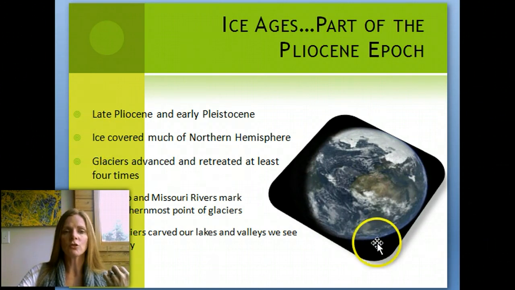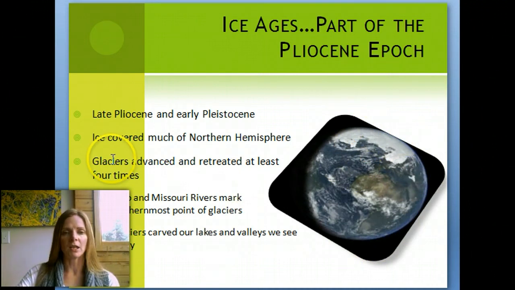Ice covered much of the northern hemisphere. If you see that, look at that huge sheet of ice. Glaciers advanced and retreated at least 4 times. Ohio and Missouri rivers marked the southernmost point of the glaciers, and glaciers carved out lakes and valleys that we see today, which is kind of cool to think about, okay?